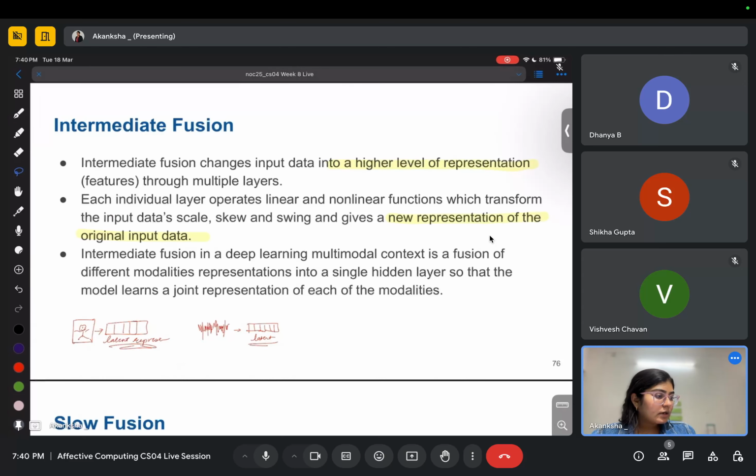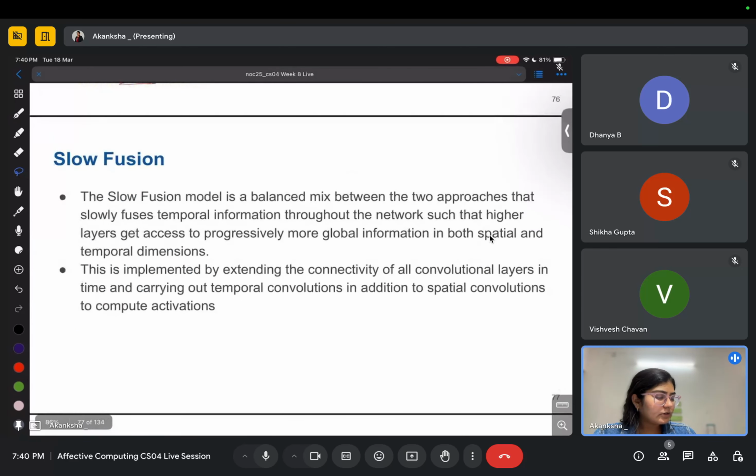Okay, I think there should be a diagram. I will show it to you. So it is more of a balanced mix.